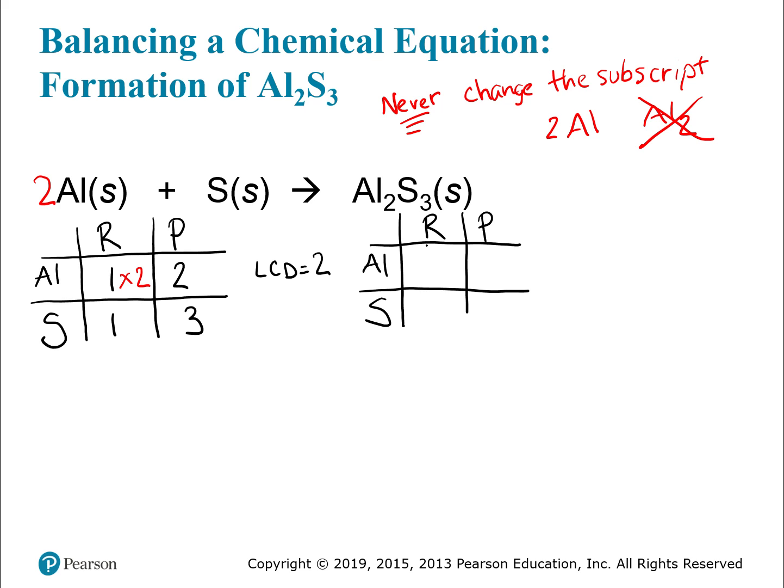So here, we put a 2 in front of the aluminum, which means that we now have 2. We haven't changed anything else. The aluminum is balanced, but the sulfur is still unbalanced. We're going to go for the lowest common denominator again, which is 3, and multiply the reactant side by 3 for the sulfur. So wherever you see sulfur, you put a 3. This should be our final check.